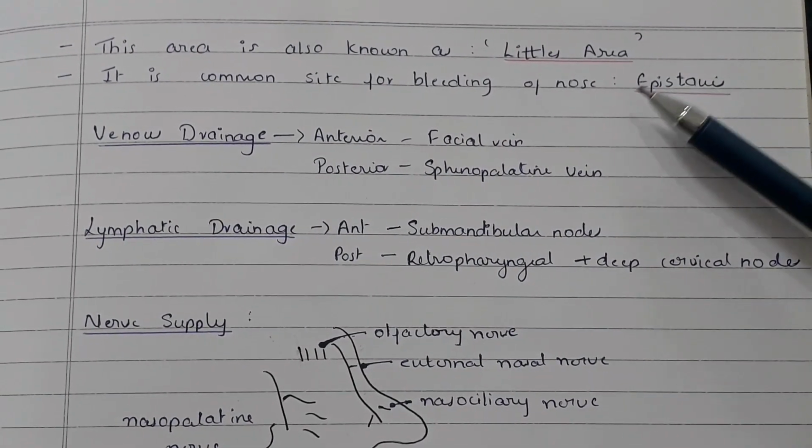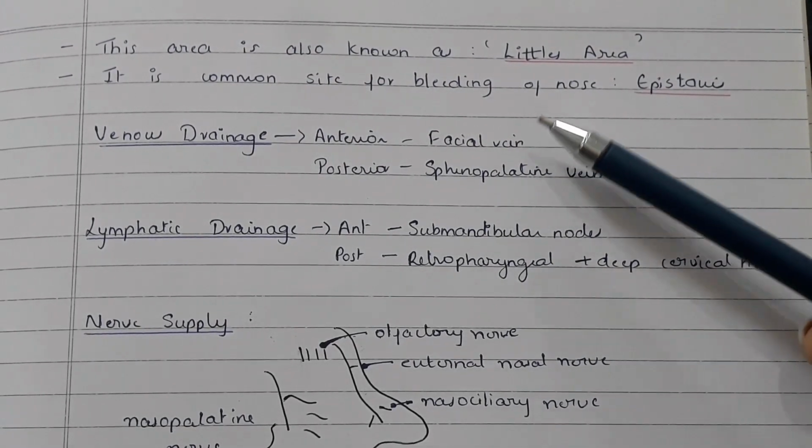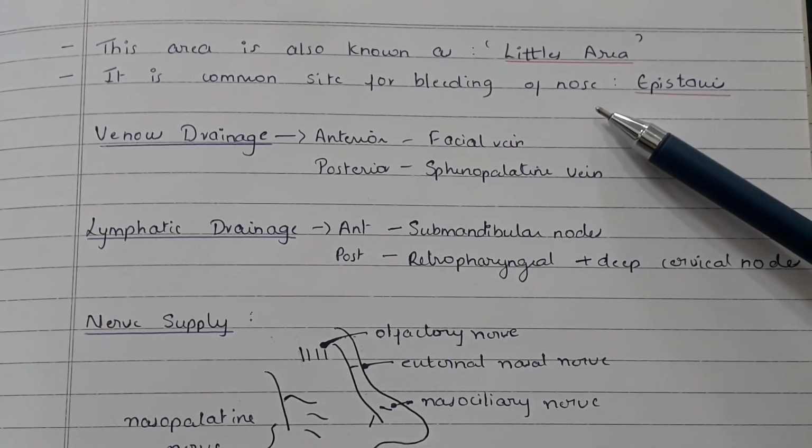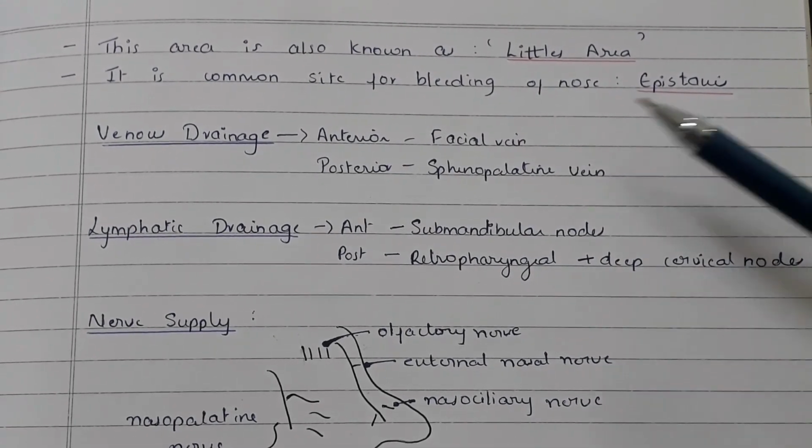This area is also known as the Little's area. It is the most common site for bleeding of the nose. Bleeding of the nose is called epistaxis.